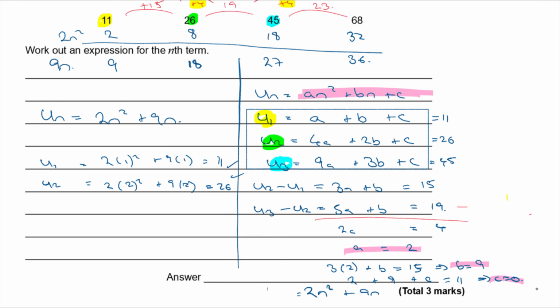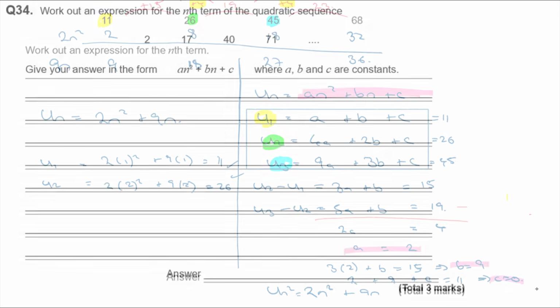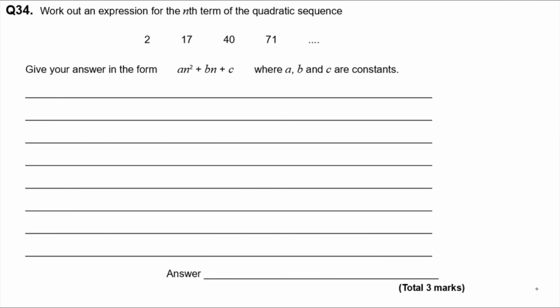But if you're good at algebra, then the second method is good. If you don't really like algebra, maybe stick with the first one. Right, question 34. Work out the expression for the nth term of the quadratic sequence 2, 17, 40, 71. Give your answer in the form an squared plus bn plus c, where a, b, and c are constants. Okay, so same deal. We could either solve it by finding the common second difference, or we could do it algebraically.